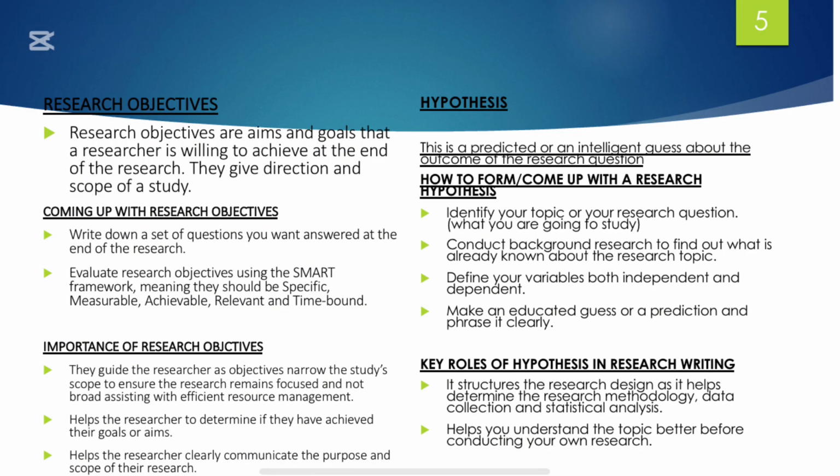Now we're going to be moving on to hypothesis. A research hypothesis is a predicted or an intelligent guess to the research question. Moving on to how do we come up with a research hypothesis. Start by identifying your research question and then gather the information about the research question and then identify your variables, independent or dependent. Finally, make an educated guess as your hypothesis.